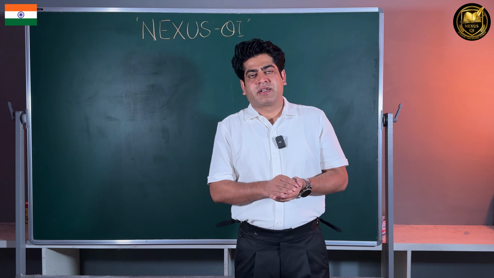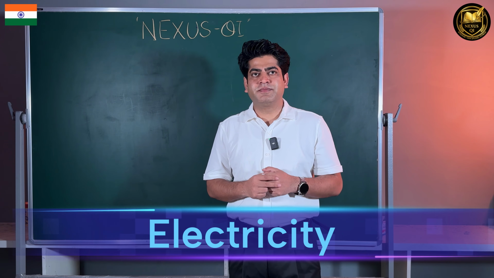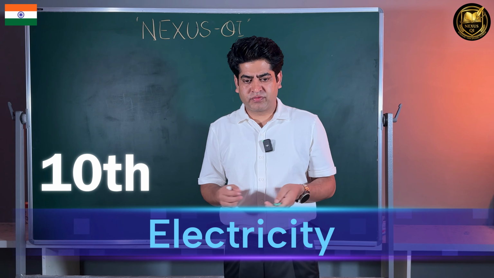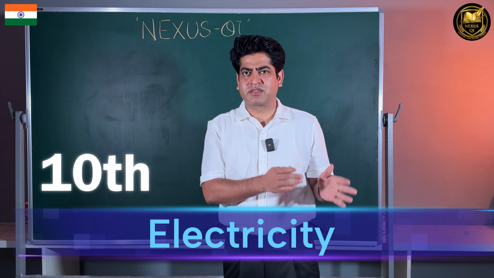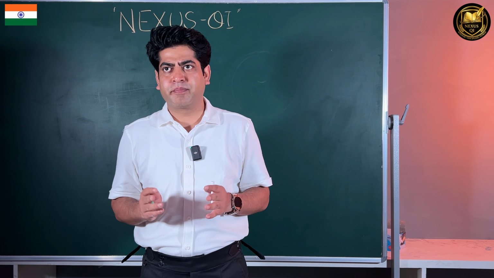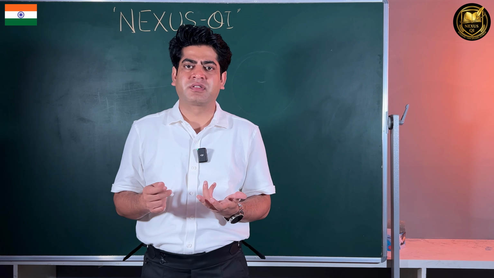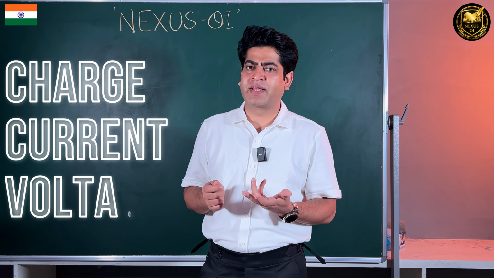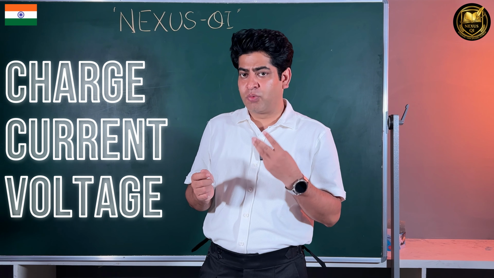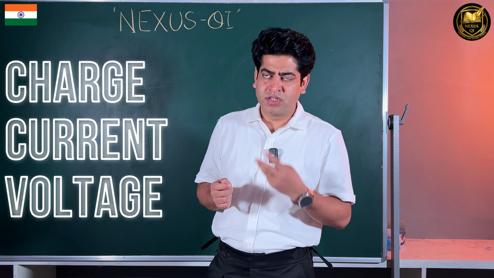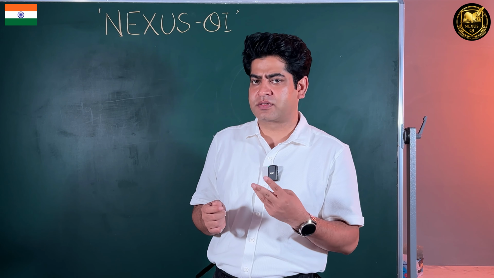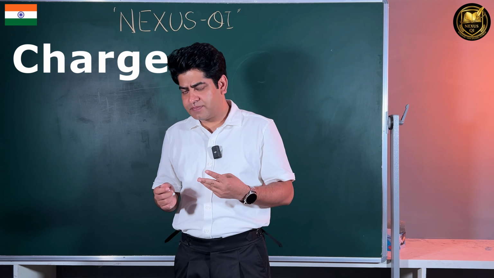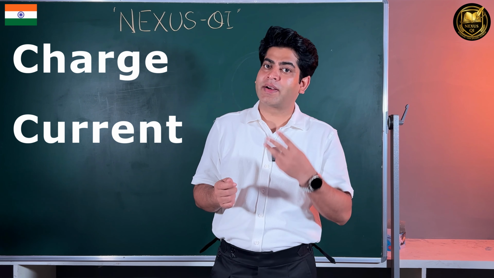Okay, so we have started the chapter called electricity of class 10th. Any student can join from class 6, 7, 8, 9. The question is very simple. If you understand a few basic points, charge, current and voltage, if we know these three things, it's more than enough to understand the entire chapter. So our focus will be on three things. What is charge, what is current and what is voltage.